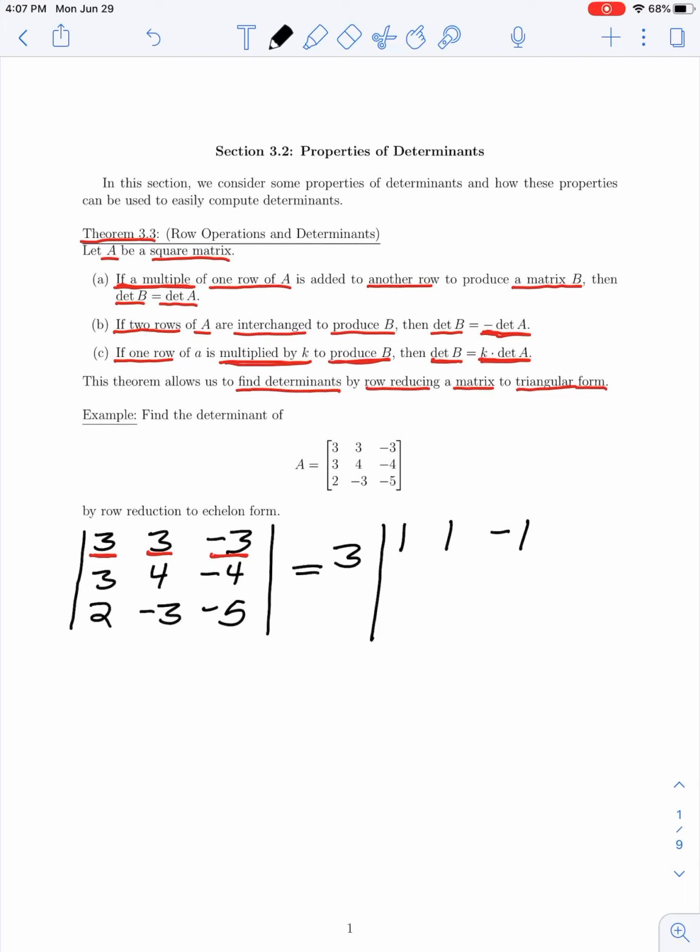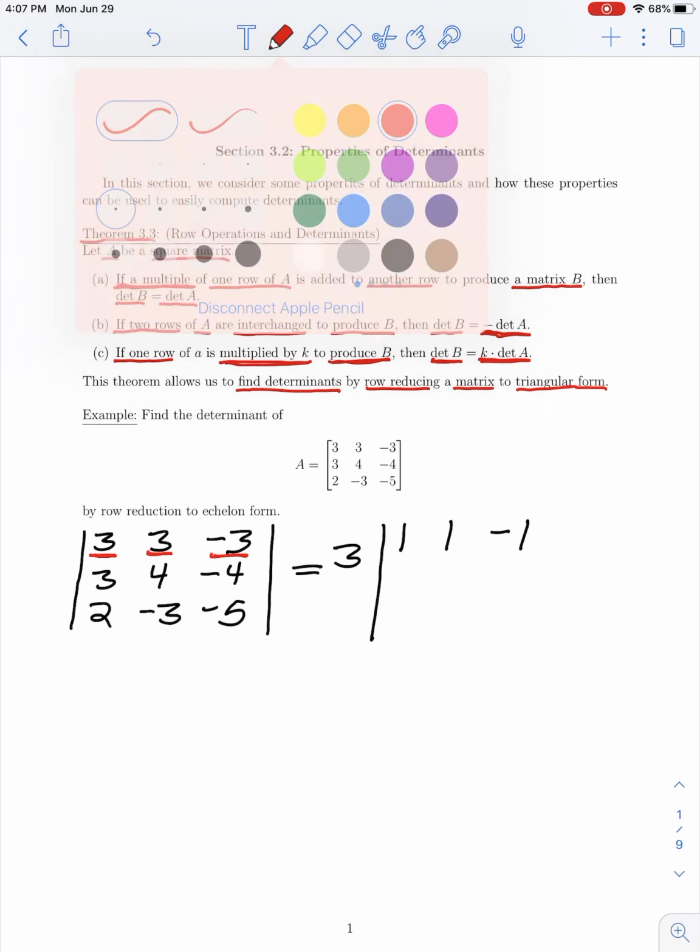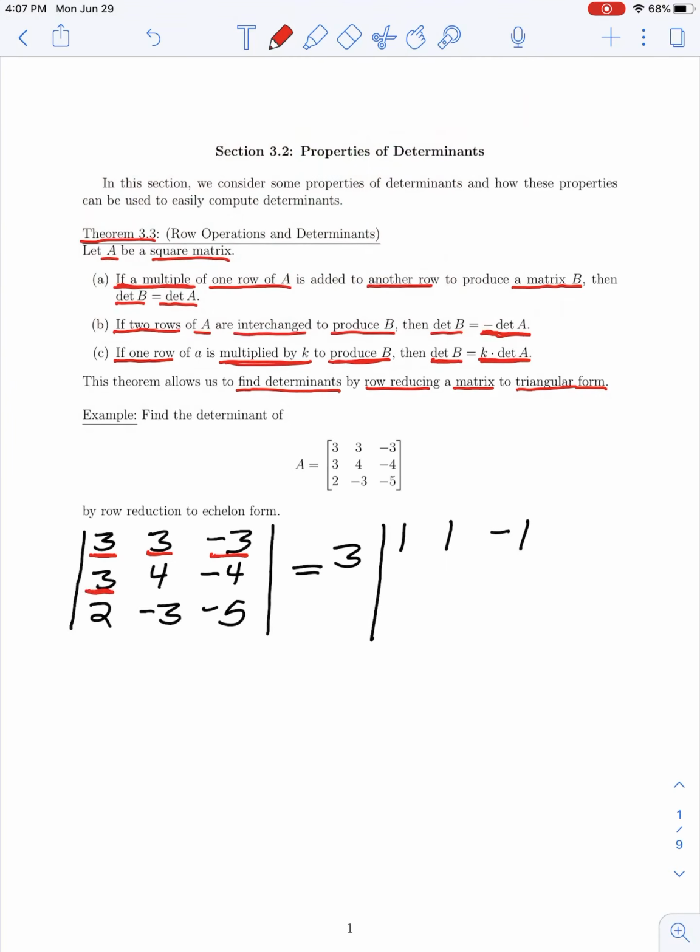So what I've done to get the original matrix A from this new matrix, I would have to multiply the first row through by 3. So equivalently, we can think about factoring out that constant 3 in front of our determinant here. So we're making use of property C from Theorem 3.3. Now in this same step, I might want to eliminate the leading coefficient of 3 that appears in the second row.